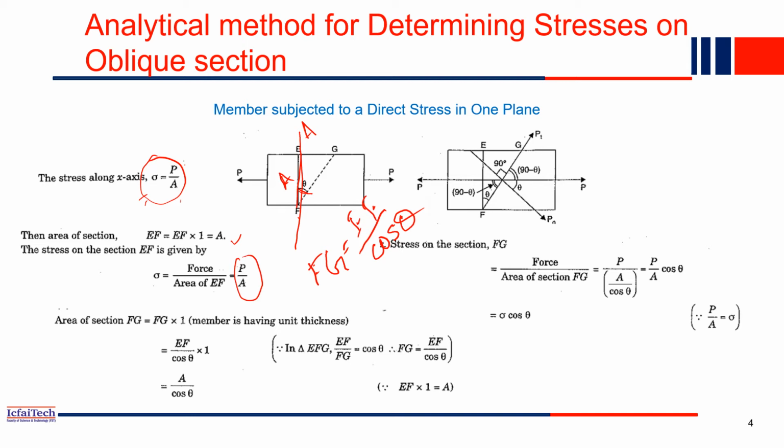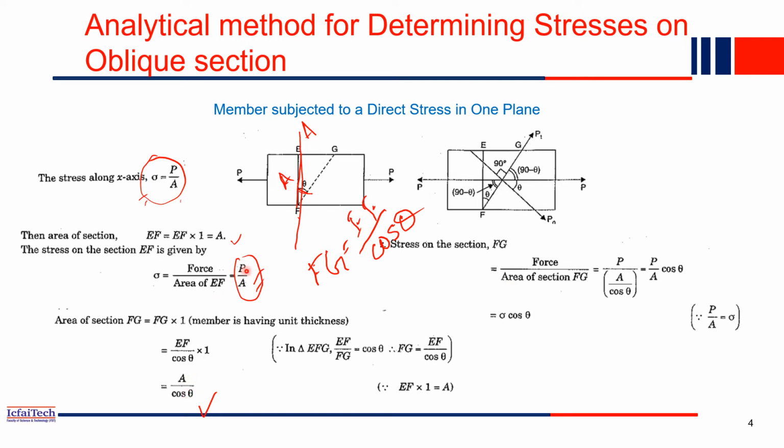So again, we have discussed EF is nothing but A, so just replace EF by A. So A by cos theta is the cross-sectional area of FG. Now what is the stress in that FG? Here this is the stress of EF, that is the vertical plane. Now what is the stress for FG? So FG stress will be force by area. What is force? Force is P acting in this direction. So P by, what is area now? Area is A by cos theta.